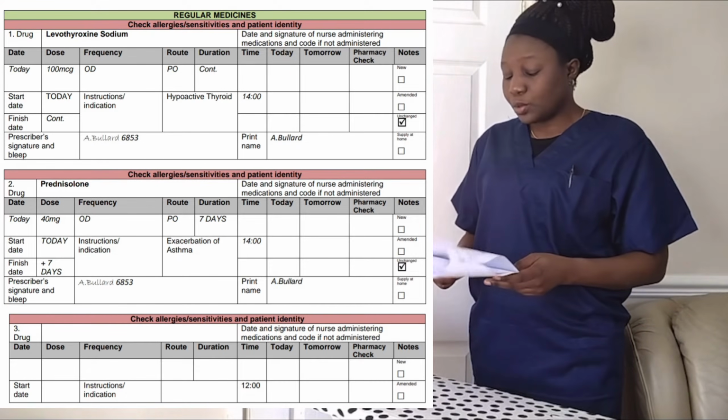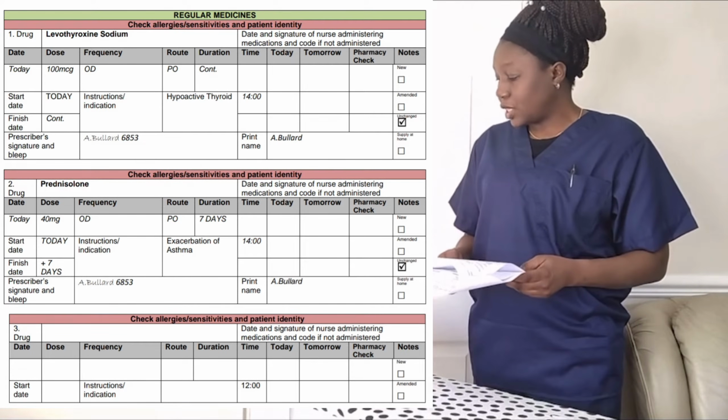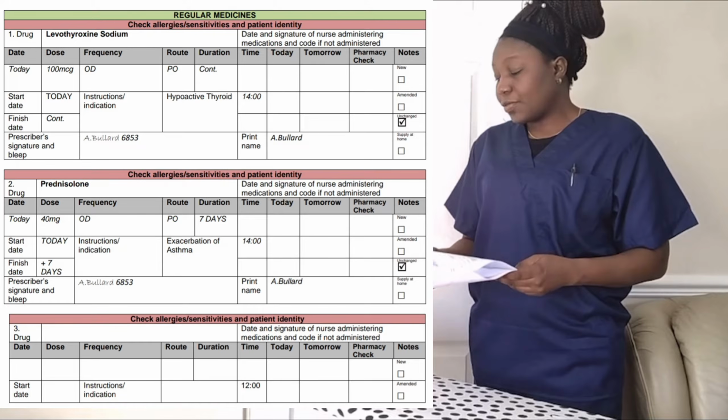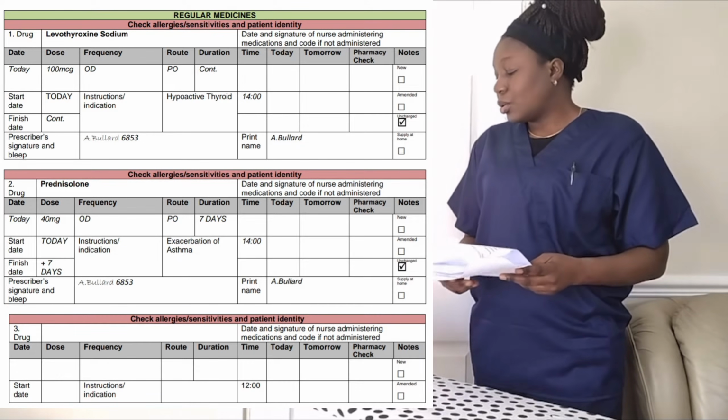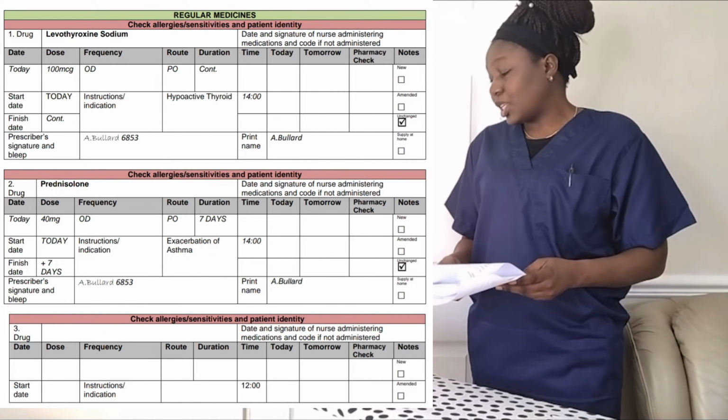Alison, levothyroxine sodium, like I've said earlier, is used for hypoactive thyroid, and one of the side effects that you can have is vomiting or slight headache, and you may not even experience any of these side effects. Is that okay? Yes.